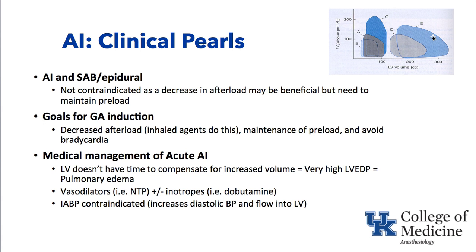resistance, nitroprusside would be an example, and turning on an inodilator like dobutamine, which via its beta-1 effect increases contractility, and via its beta-2 effect results in dilation, therefore the inodilation. And also remember that an intra-aortic balloon pump is contraindicated because it raises diastolic blood pressure and will increase flow into the left ventricle.